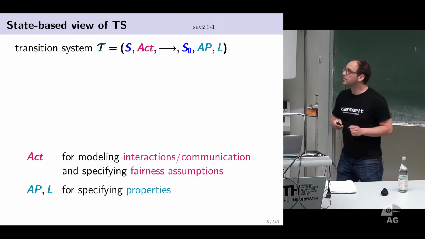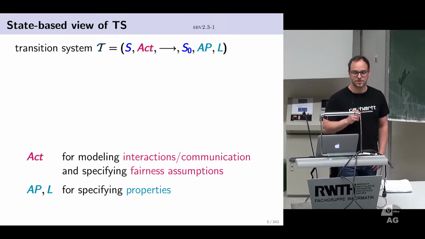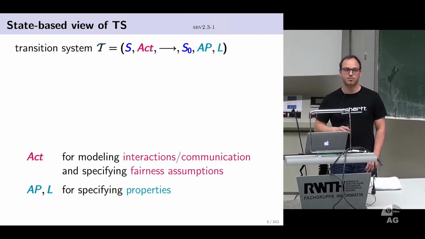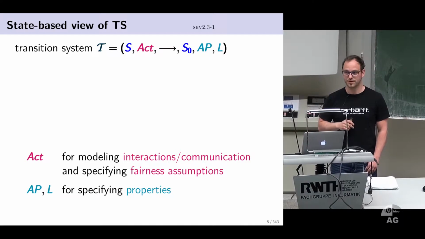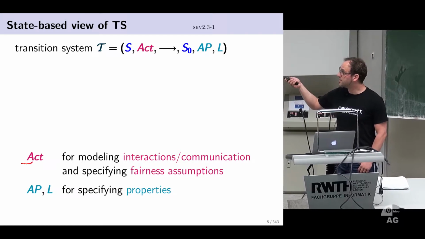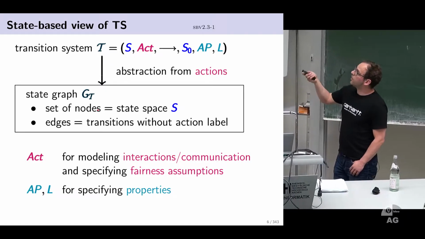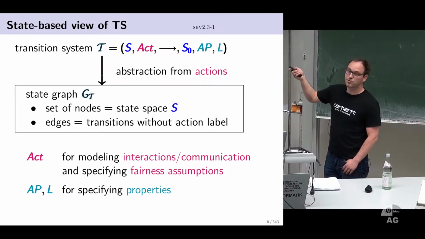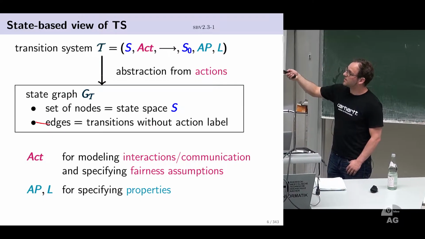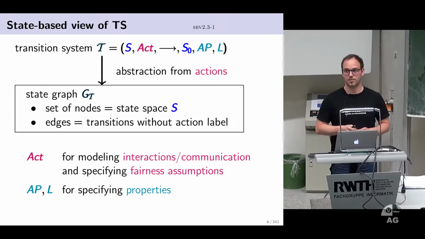Well, I just lied to you, because there will be an exception to this in the future. When we're talking about fairness assumptions, we're also using actions to some extent in properties, but this is going to be the topic of a future lecture. So for now, forget about the actions for the properties, only consider the labelings of the states. To make this formal, you can think of the transition system as a graph that has the same state space, but the edges in the directed graph are just without labels. So we're going to drop the labels when we talk about properties.